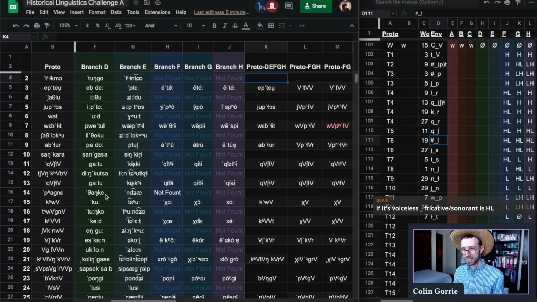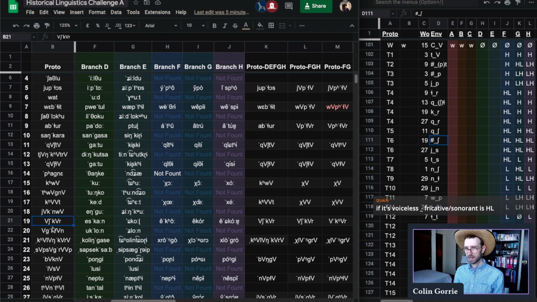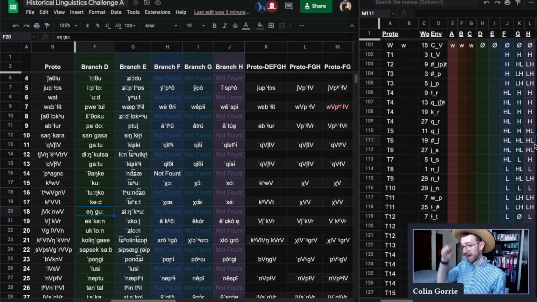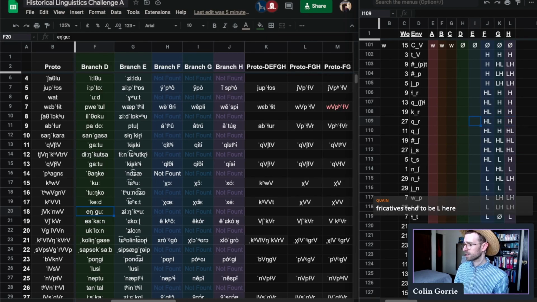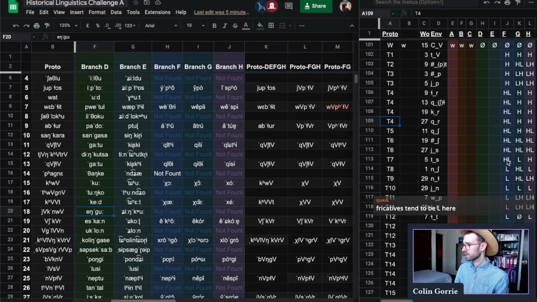Let's look at word 19. So here we have something like eshkur. And we have word initial with a fricative afterwards. So then we go high, low. So voiceless. So it looks like our fricatives and sonorants in branch F are giving us low.